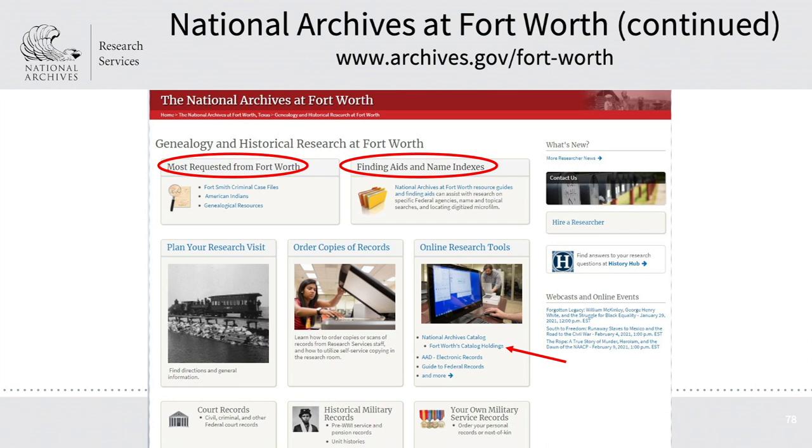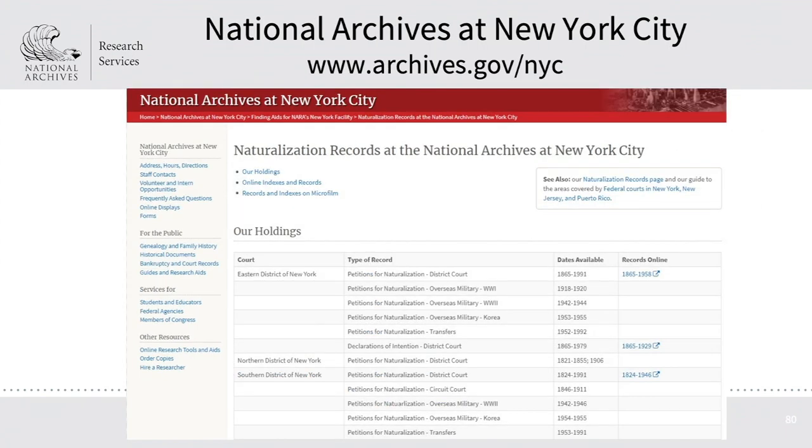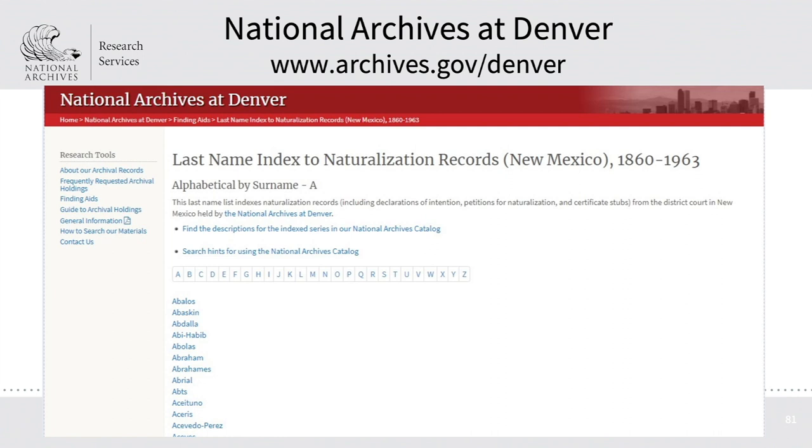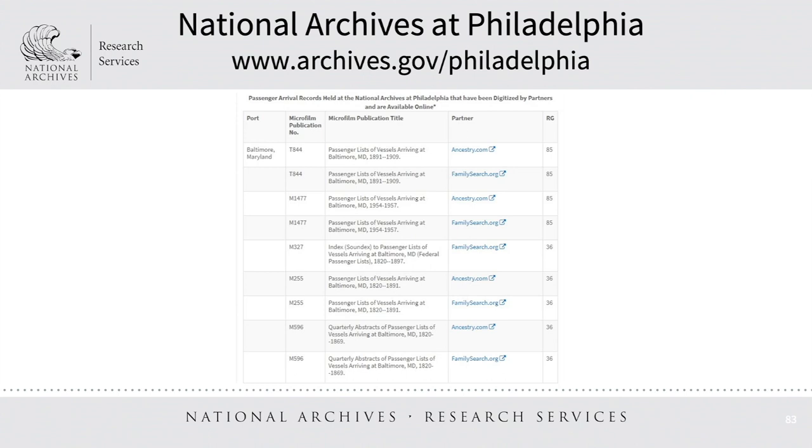Okay, now I'm going to show you a sampling of the range of content you can find on the regional archives webpages for genealogy. Fort Worth has a research guide to the criminal case files of Fort Smith, Arkansas. You can get to this from a link in their most requested records area or from their finding aids page. New York City has a naturalization records page. You'll see they've provided links to the online records at FamilySearch. And Denver has a last name index to naturalization records for New Mexico. The National Archives at San Francisco has a list of former Alcatraz inmates. Philadelphia's family history page has links to passenger arrival records online.